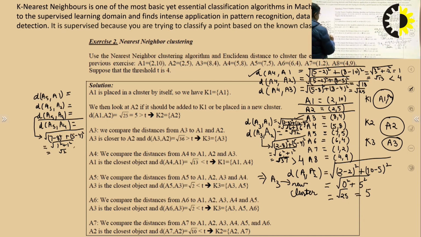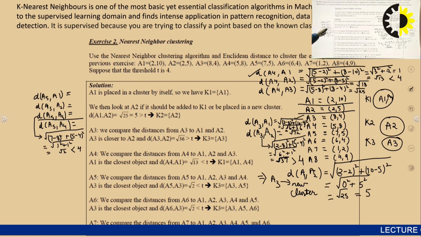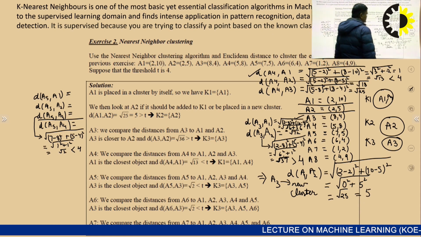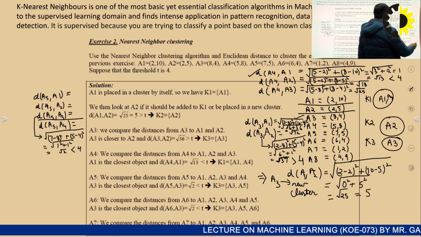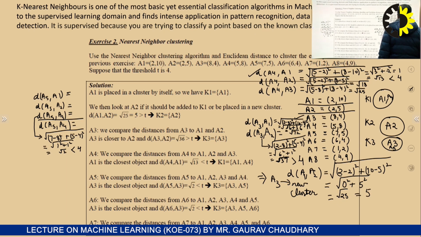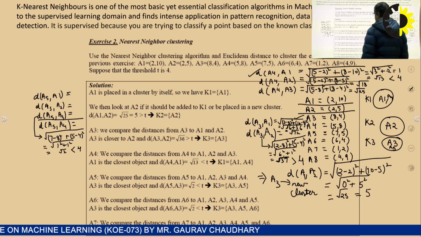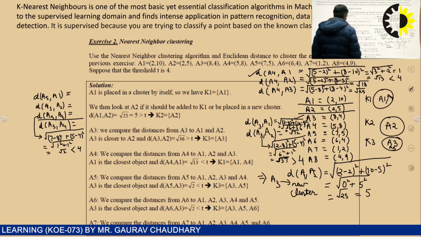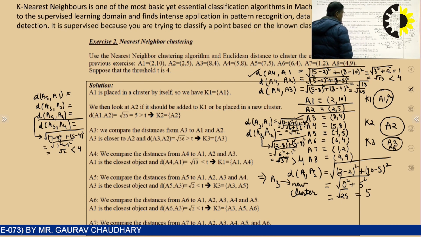And this is less than the threshold value of 4. So this means A5 will go into the existing cluster containing point A3. So A3 is contained in cluster K3. That means A5 will come here. So this is the cluster configuration for the first 5 points.